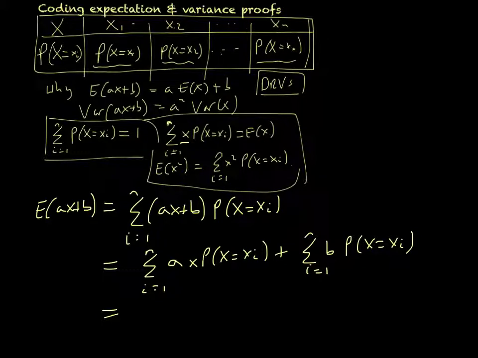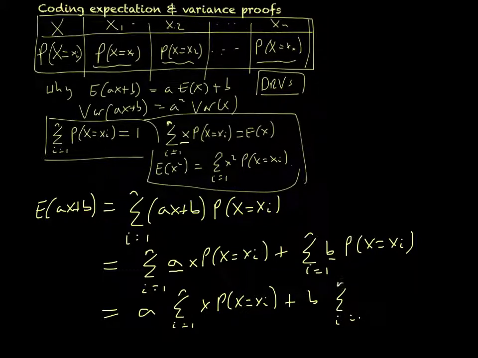Here, as we know, this a has nothing to do with i, so that can come out, and we've got x P of x equals xi. And similarly, b has nothing to do with i, so b can come out, leaving the sum from i equals 1 to n of the probability of x equals xi. And remember, this is capital, this is small.